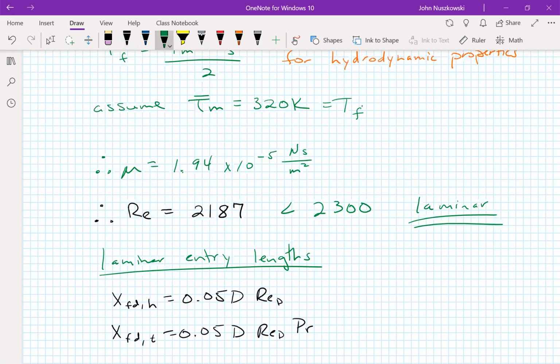So diameter was given. We have our Reynolds number. We need to get our Prandtl number. So this is table A4, same place.